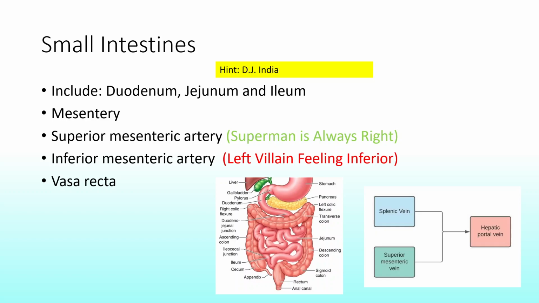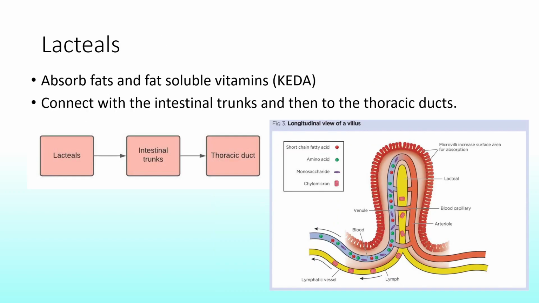It's also important to note that fat-soluble vitamins like vitamin K, E, D, A will not be absorbed by the superior mesenteric vein. Instead, there are going to be lacteals that will absorb them. So lacteals are specialized intestinal villi which will absorb fats and fat-soluble vitamins. And so the lacteals will connect with the intestinal trunks and then to the thoracic duct.